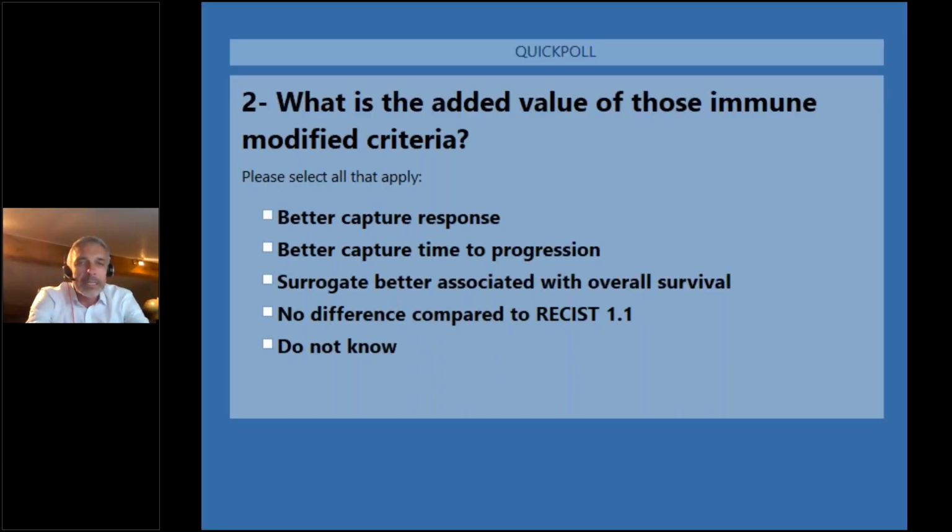Second question. What is the added value of those immune modified criteria? A very good question, and you may have several answers. Is it to better capture response, better capture time to progression, a surrogate associated with overall survival, no difference compared to RECIST 1.1, or you do not know? Please click on the ones you believe are relevant.